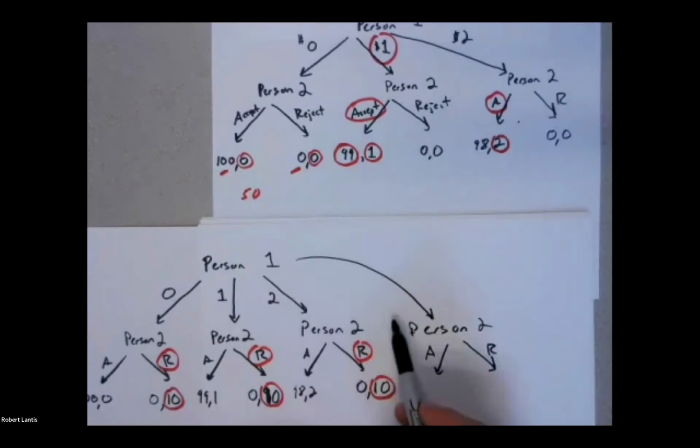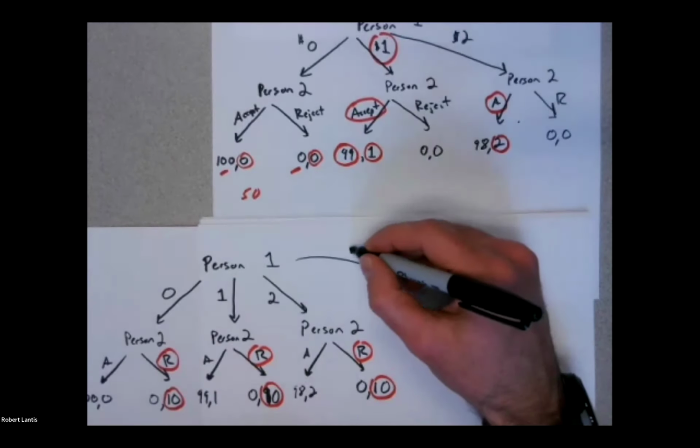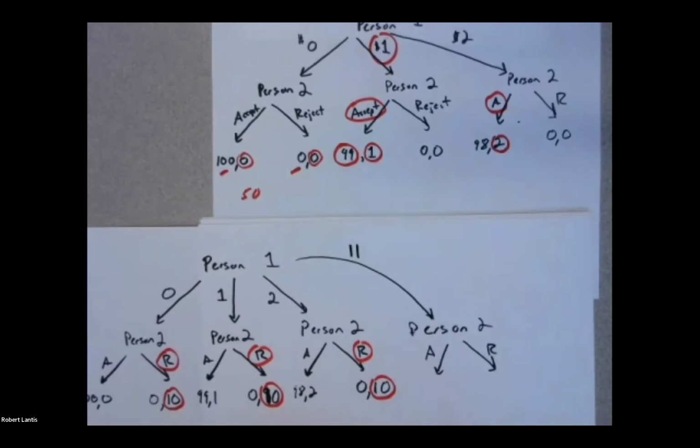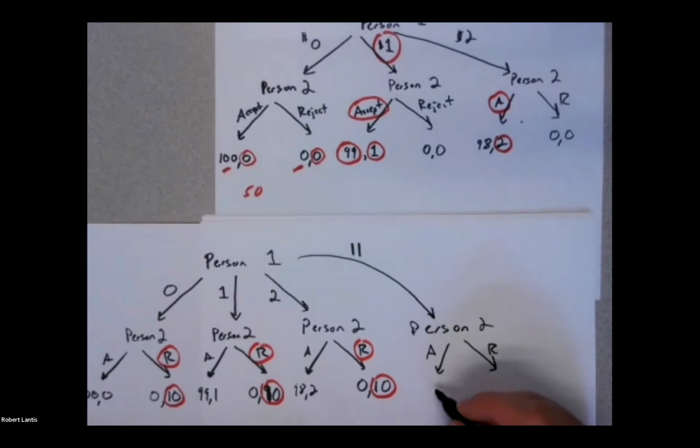We can keep going through these possibilities. Let's say I offered them $11. Well, now if I reject this, it brings me some joy that this person is offering me a low amount. They get to keep nothing. But if I accept it, I know that they'll get to keep 89 and I'll get to keep 11. So what would person 2 choose to do here?